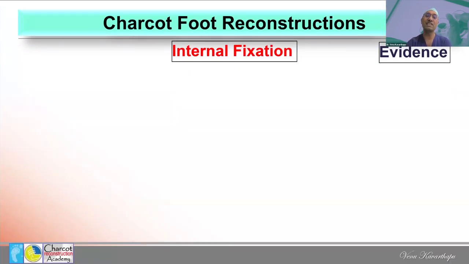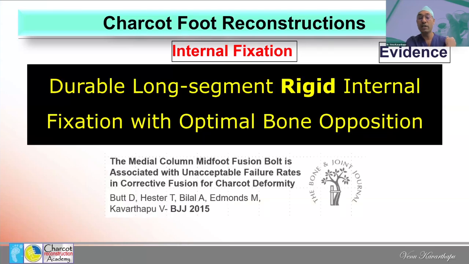But I would like to focus more on the internal fixation aspect, because that is where we have gained a lot more experience. The principle of internal fixation should follow this dogma. It has to be a durable, long segment, rigid internal fixation with optimal bone opposition. And we identified this component of the fixation principle when we assessed a series of midfoot Charcot reconstructions more than 10 years ago.